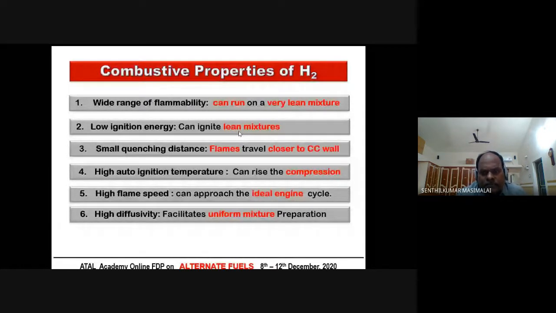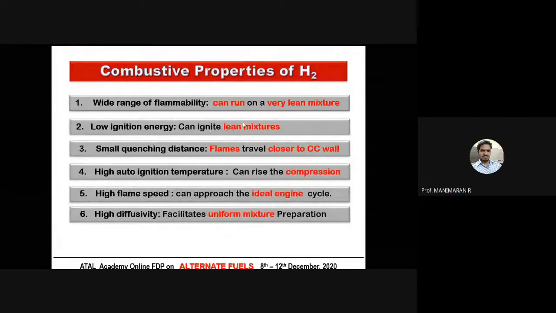Flammability limit is the extreme lean and rich mixtures. Extreme lean mixture, extreme rich mixture. Within that, combustion is achieved. Beyond that, we cannot have combustion. So the range, the limit within which combustion is achieved is called the flammability limit. And within the flammability limit, we will have the stoichiometric air fuel mixture. Do you understand what is flammability limit? Because this is very important.